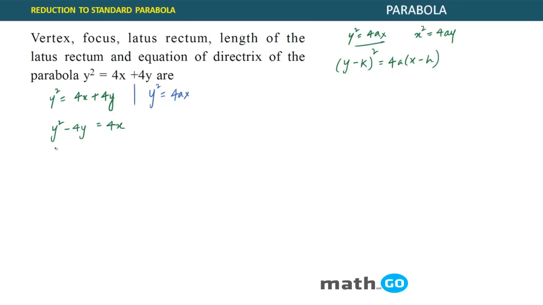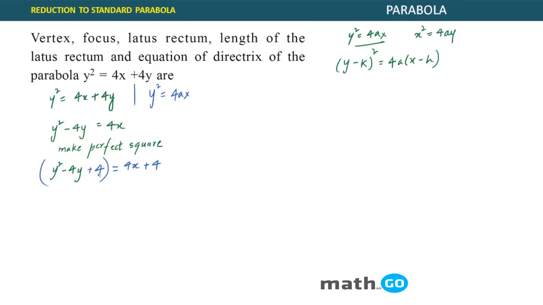How can we do this? The target is to make a perfect square. You have to try and make a perfect square in terms of y. So how can we make a perfect square? We have y square minus 4y. What is required here for y? You just have to divide by 2 and square. That means plus 4 is required, so I can do plus 4 on both sides.